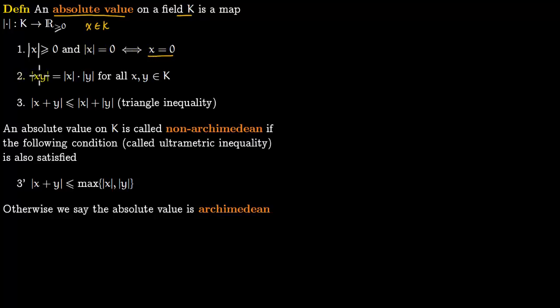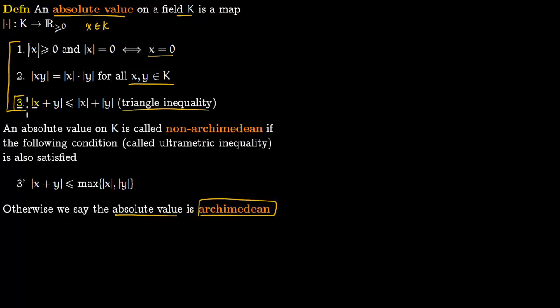Then you have the multiplicative property. The absolute value of xy is the absolute value of x times the absolute value of y for all x, y in the field. And the absolute value of x plus y is less than or equal to the absolute value of x plus the absolute value of y. This is called the triangle inequality. If these three conditions are satisfied, then our absolute value is called Archimedean.